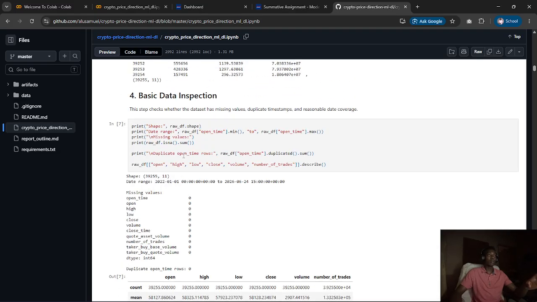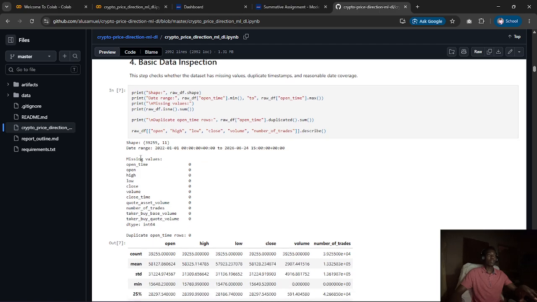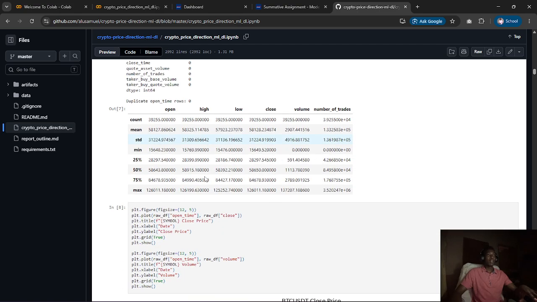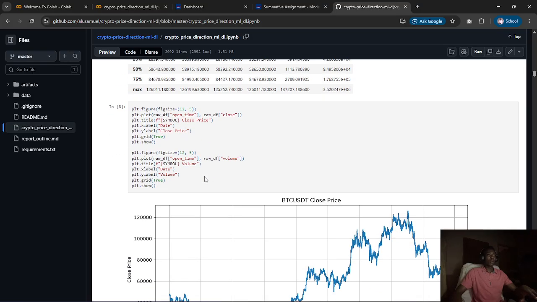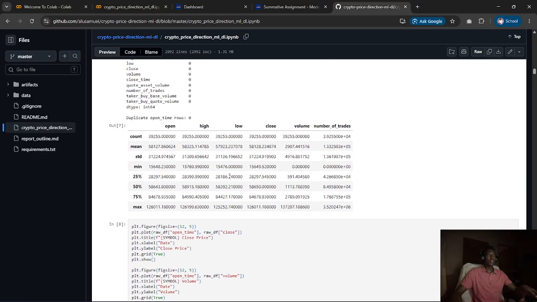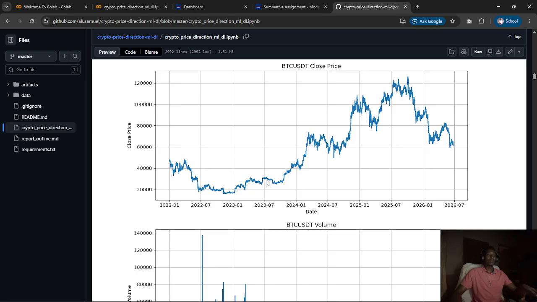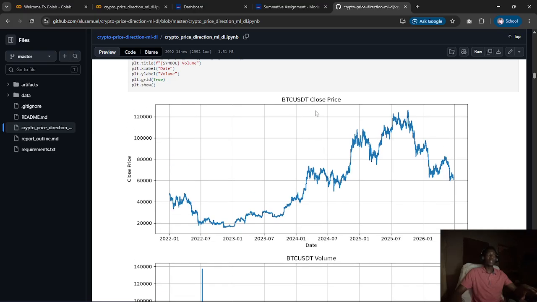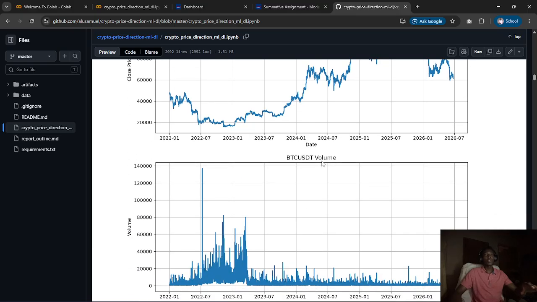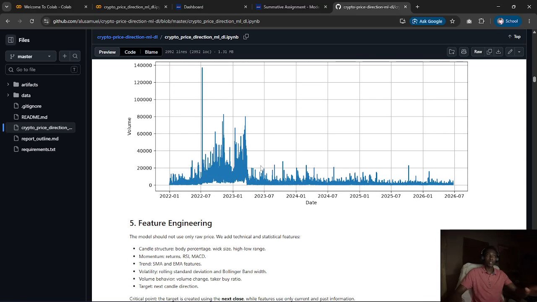And then we go to the data inspection. Of course, here we have to inspect the open, high, low, close, volume, and number of trades, as you can see right here. And then we see exactly the chart of how the market was, the BTC/USDT close price and the BTC/USDT volume, and how it was operating.